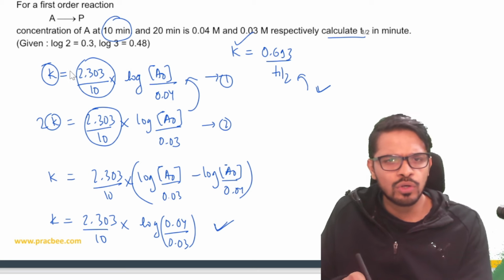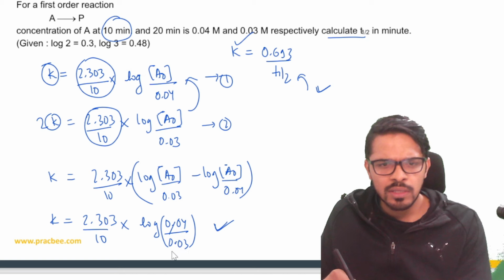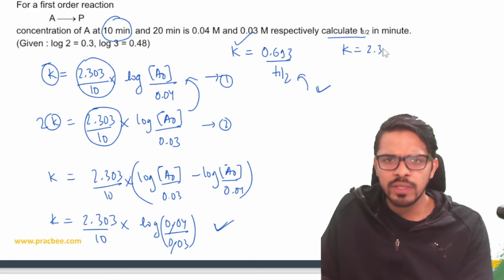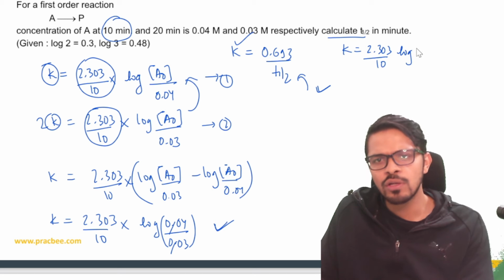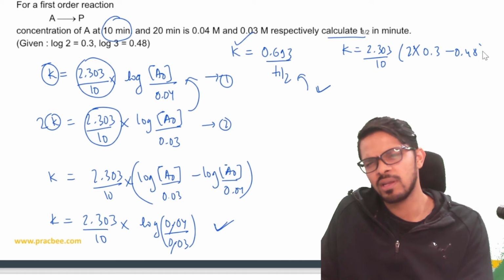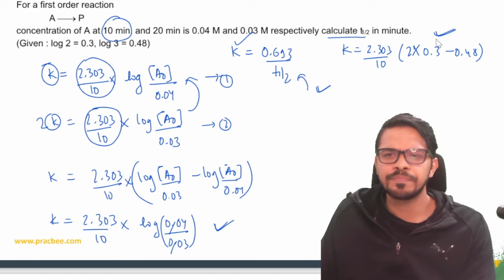Right? Log 2 and log 3 is given to us. So this is basically, I can say K is 2.303 by 10 log of 4 minus log of 3. So log of 2 square, which is 2 log 2. So I can say 2 into 0.3 minus 0.48. Now you can do.